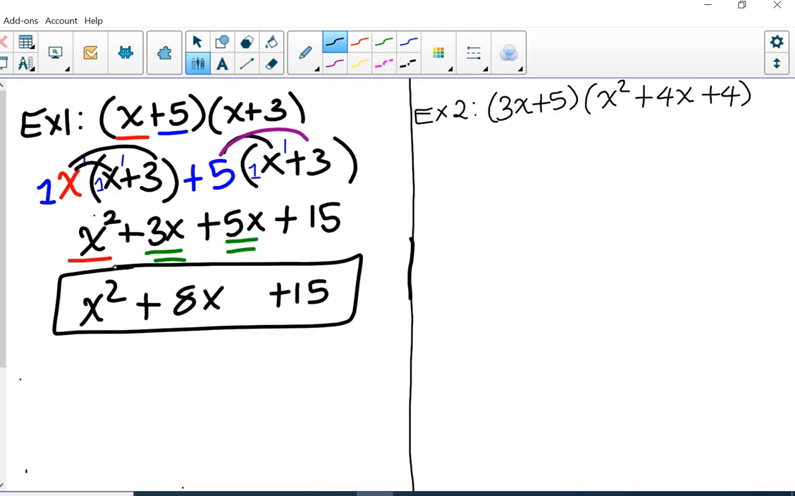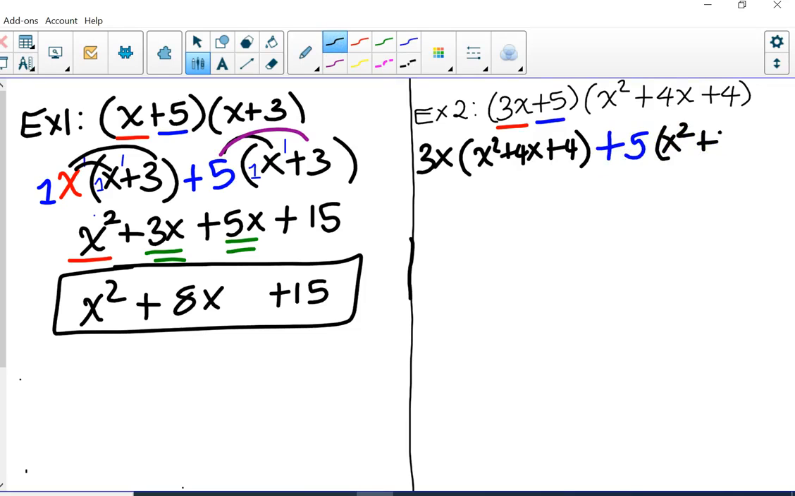Let's go to example 3. Go ahead and write it down. It's 3x plus 5 times x squared plus 4x plus 4. Again, you want to take your first term, 3x, and write it out so you know you're distributing it into every term on your right. So you're going to say 3x times x squared plus 4x plus 4. And then you take your second term in the first binomial, plus 5, and we're multiplying that into the right-hand trinomial, x squared plus 4x plus 4.